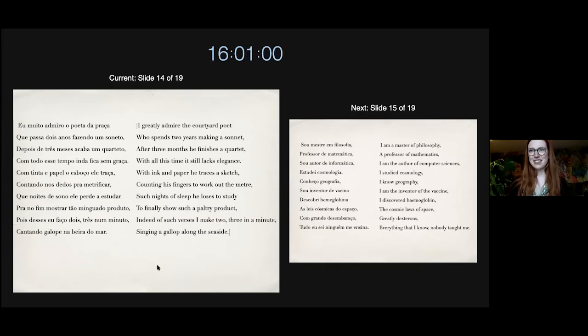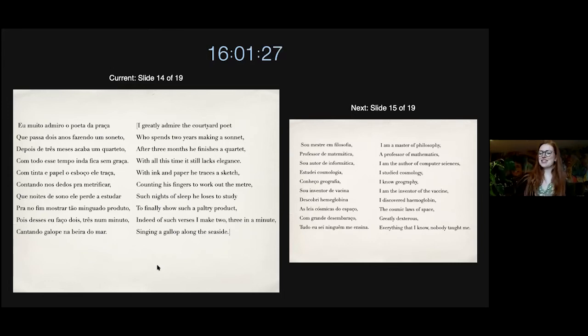So I quite like this verse, which says, I greatly admire the courtyard poet who spends 2 years making a sonnet. After 3 months, he finishes a quartet. With all this time, it still lacks elegance. With ink and paper, he traces a sketch, counting his fingers to work out the meter. Such nights of sleep he loses to study, to finally show so paltry a product. Indeed, of such verses, I make 2 or 3 in a minute, singing a gallop along the seaside.